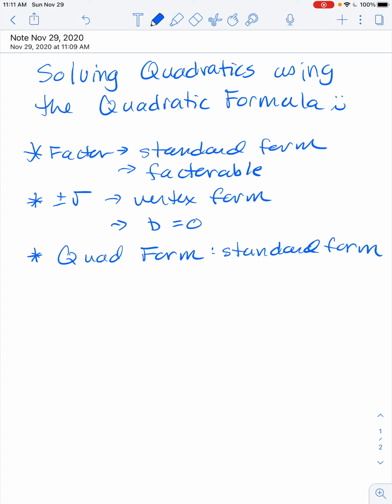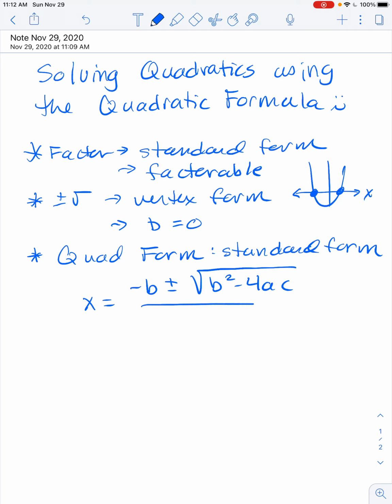Keep in mind, we're looking for our x values where our parabola crosses. So if it crosses here and here, those are x values. It's crossing the x axis. So when I go to solve it, it's going to be x equals the opposite of b plus or minus the square root of b squared minus 4 times a times c, all over 2a.